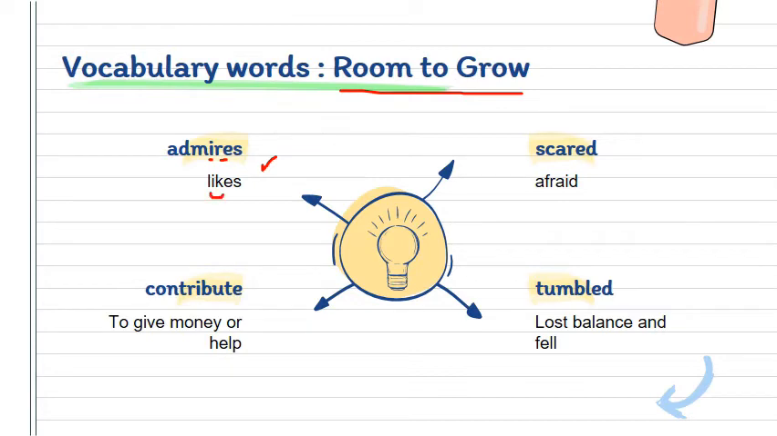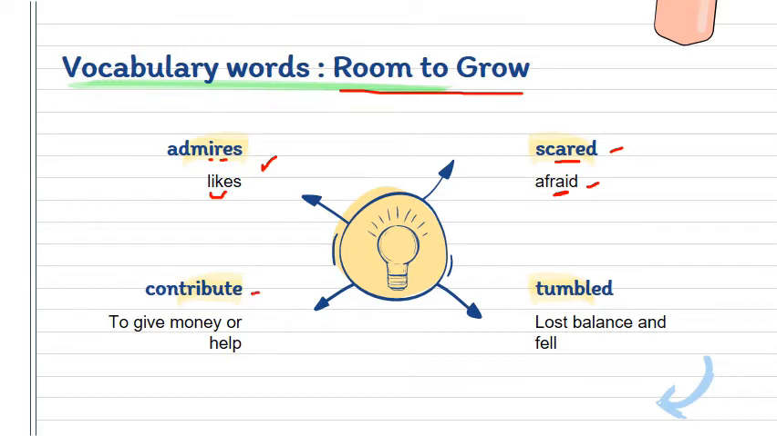It means likes. Also, I have long I in the word like. Admires means likes. Next, I have scared. It means afraid. Do you hear the long A sound in afraid? Afraid. And also here I have long A, scared. Air, A. I can hear the long A sound.